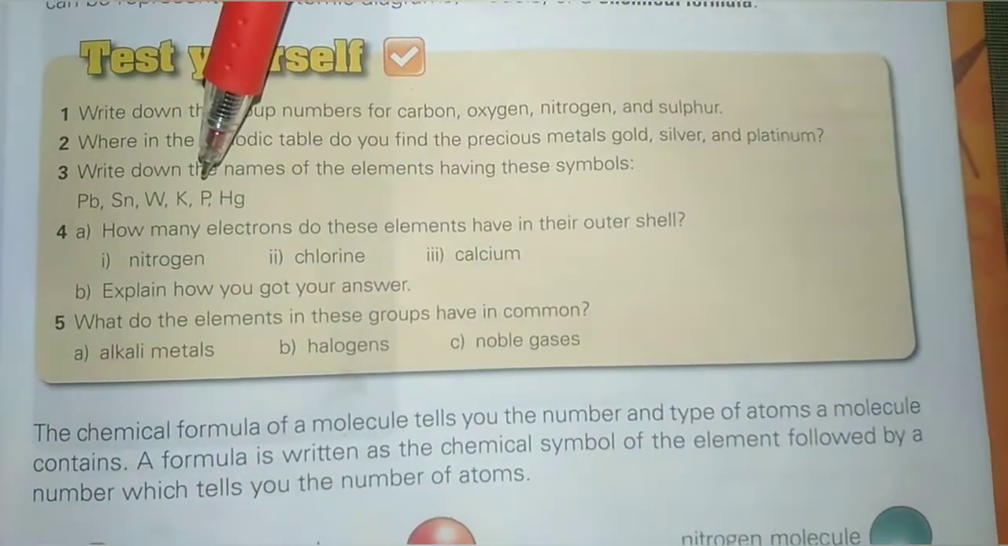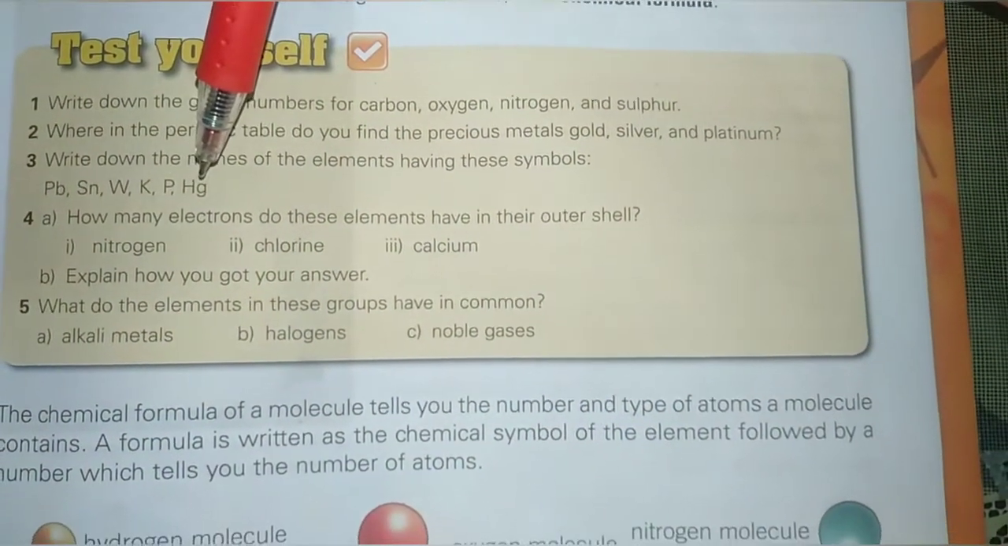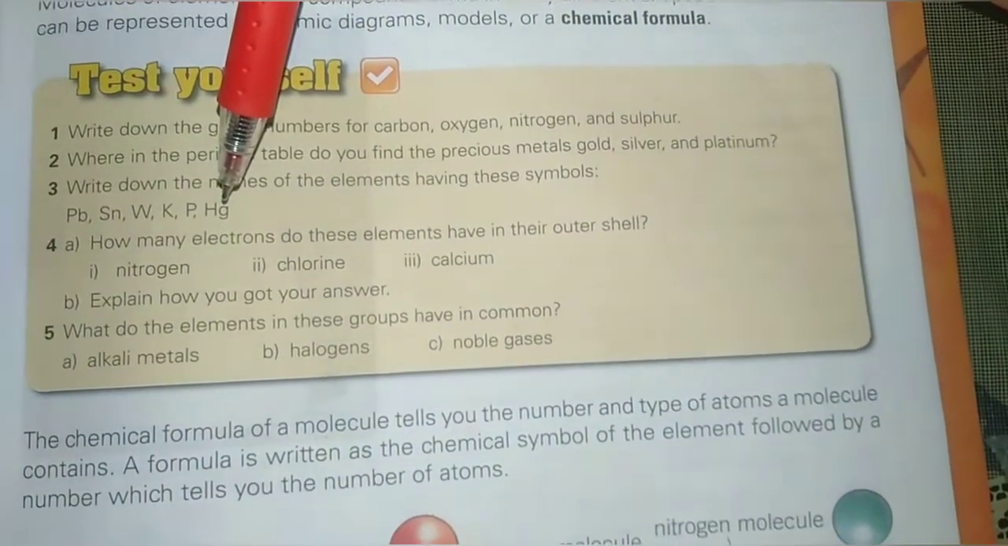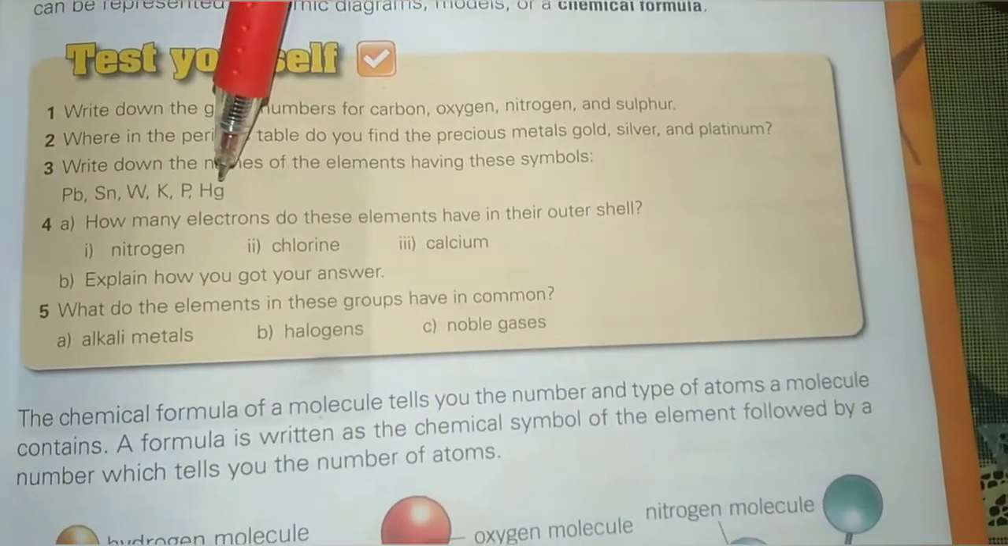P is the symbol of phosphorus. Hg is the symbol of mercury. It is derived from its Latin name hydrargyrum.